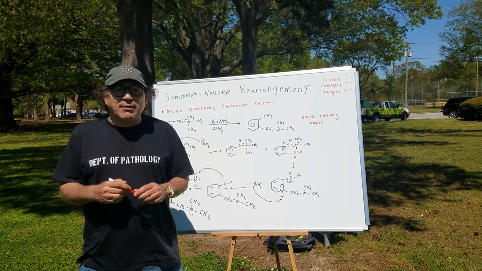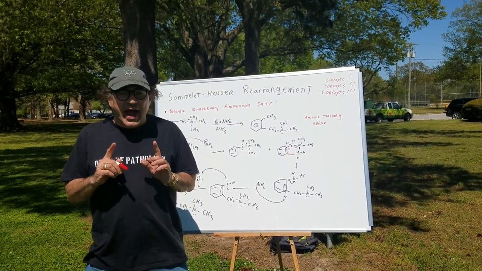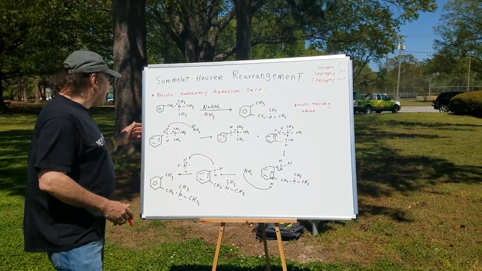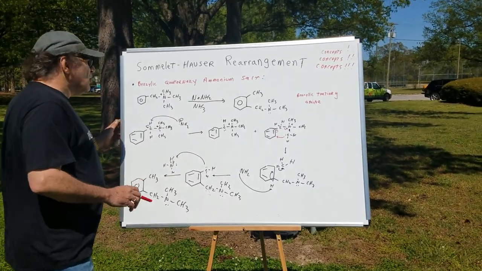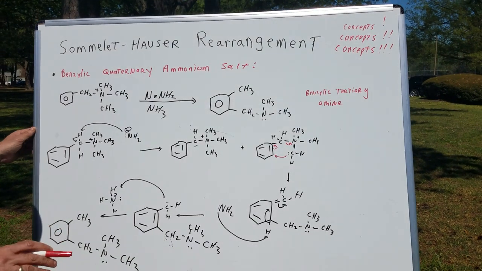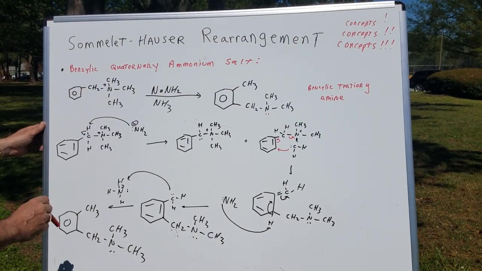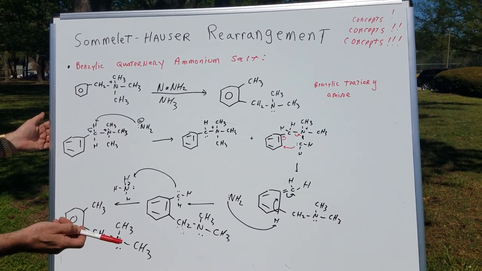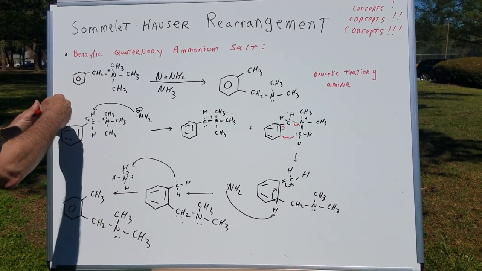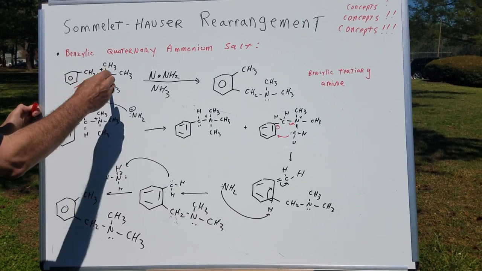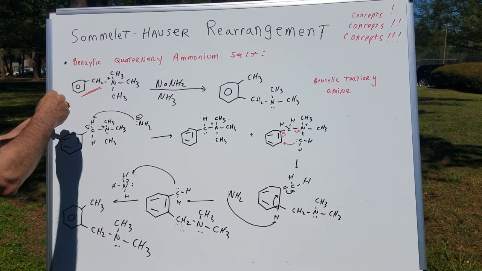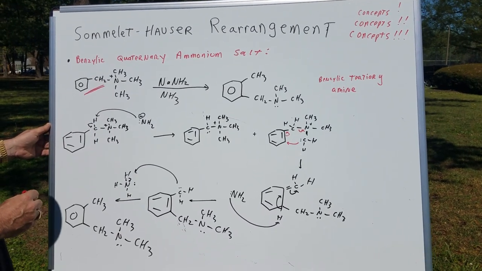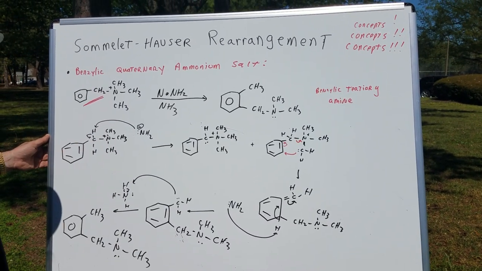But anyway, the bottom line is, I want you to see if you can understand the concepts, the way I move the arrows through, and take a look at this reaction. Now, we're not worried about the reaction itself, but if we look at the first starting material, if I said to you on the DAT or the MCAT, what do you call this? Well, this is the benzylic group, right? That's benzylic, and this is a quaternary ammonium salt. So you would call this a benzylic quaternary ammonium salt. That'd be a good question.